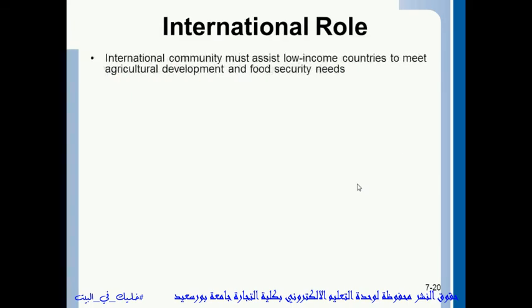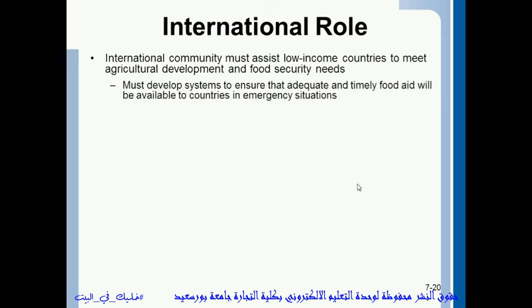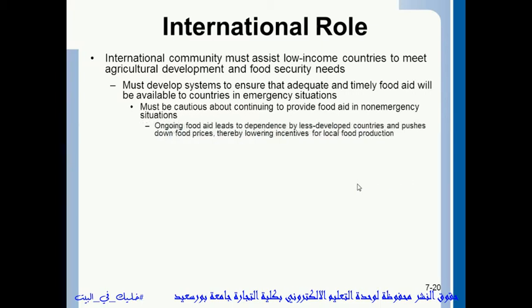International role. The international community must assist low-income countries to meet agriculture development and food security needs. It must develop systems to ensure that adequate and timely food aid will be available to countries in emergency situations. There must be caution about continuing to provide food in non-emergency situations. Ongoing food aid leads to dependence by less developed countries and pushes down food prices, thereby lowering incentives for local food production.